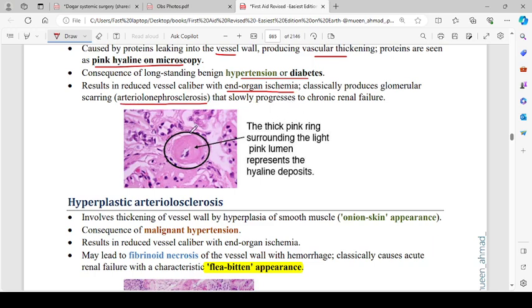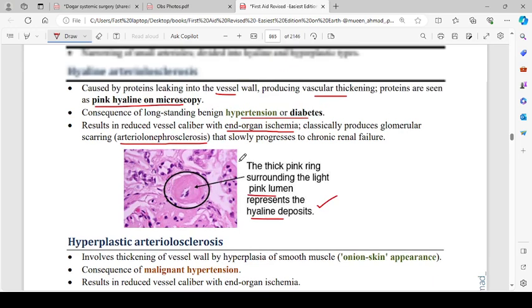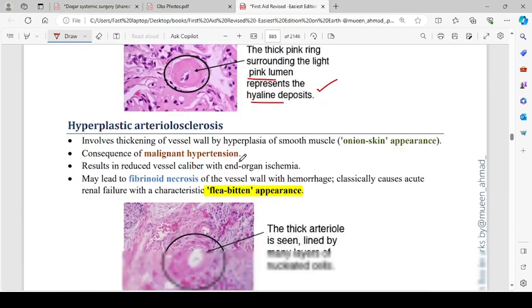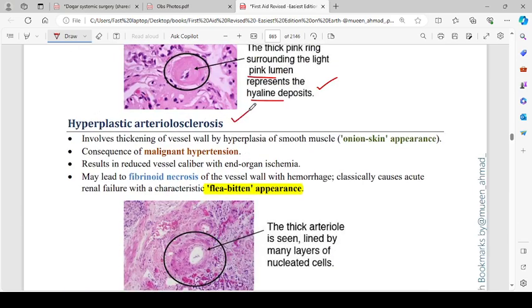Like this, the pinkish material is actually hyaline deposition in the vessel wall. The thick pink ring surrounding the light pink lumen represents the hyaline deposits in the vessel wall, and that can be seen in hypertension and diabetes both. Then we have hyperplastic arteriolosclerosis. I think it is specifically seen in diabetes mellitus. It is hyperplastic arteriolosclerosis, which is more specific to hypertension. It involves thickening of vessel by hyperplasia of smooth muscle, that is onion skin appearance.